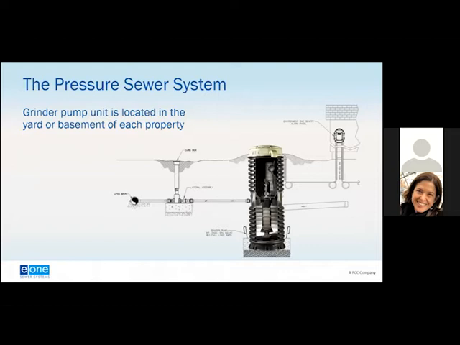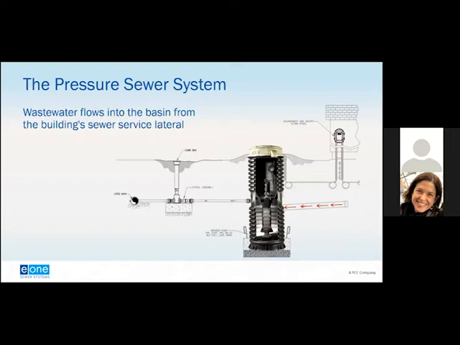So when we look at a pressure sewer system, as I said earlier, it's a very simple system. You have the grinder pump that is located in the yard or the basement of each property. Wastewater flows into the basin from the building using the building standard service lateral. So this would be a typical 4-inch or 6-inch, whatever the code would require on a service lateral from the house to the sewer system.